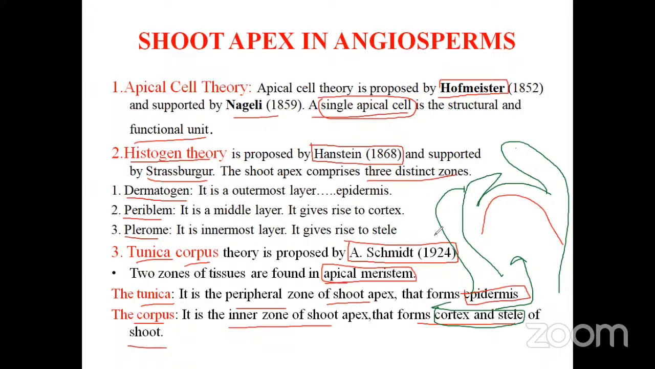So this theory, most of the scientists accept for angiosperms. This is the most accepted tunica corpus theory. Most of the scientists accepted. Right. Next, what is a new initial knowledge? Cytohistological zonation.